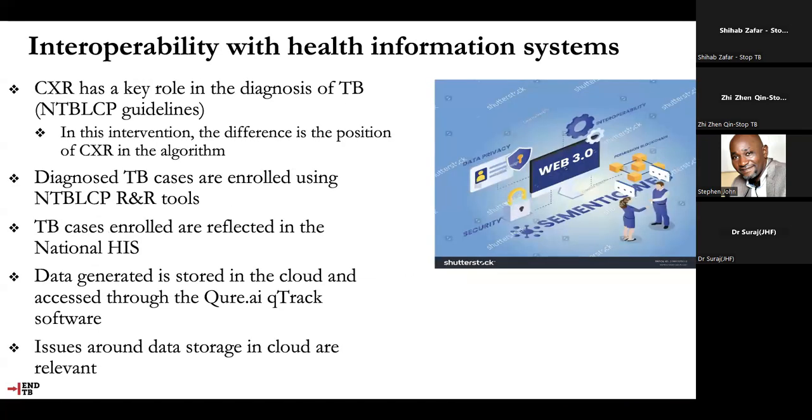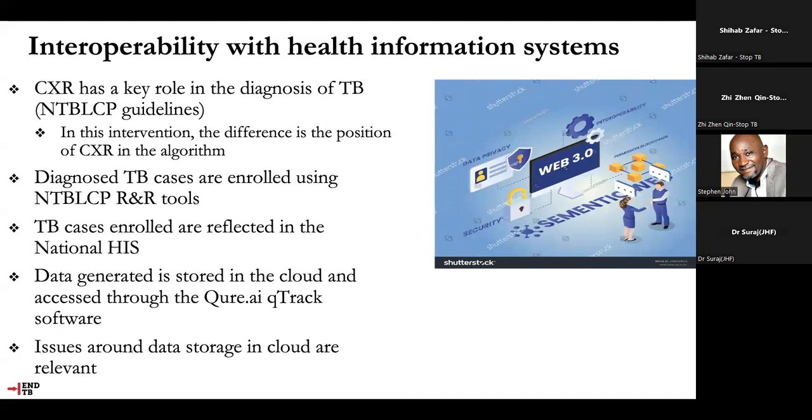Interoperability with the health information system. Chest X-ray has a very important role to play in the diagnosis of TB. This we can see in the National Tuberculosis and Leprosy Control Program guidelines. But in this intervention, what is different is where the X-ray is located. If you look at the guidelines of the TB control program, you will see that the X-ray comes after identification of bacteriologically negative presumptive TB cases. But in our case, we're putting the X-ray up front.